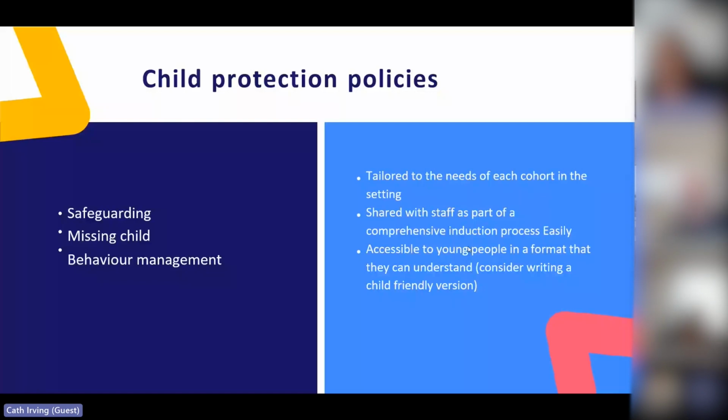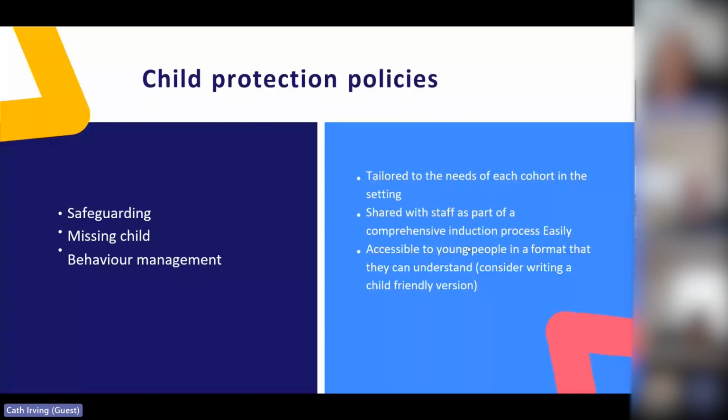So these safeguarding policies and procedures, think about how you can make them accessible to young people in a format that they will understand. So you may wish to consider, for example, writing a child-friendly version of some of your policies so that young people really understand the expectations, what you have to do for them, what they're expected to do, what actions are going to be taken in certain circumstances, and essentially how they're going to be protected.